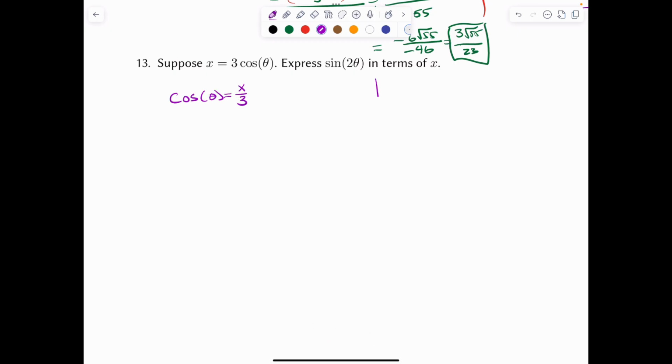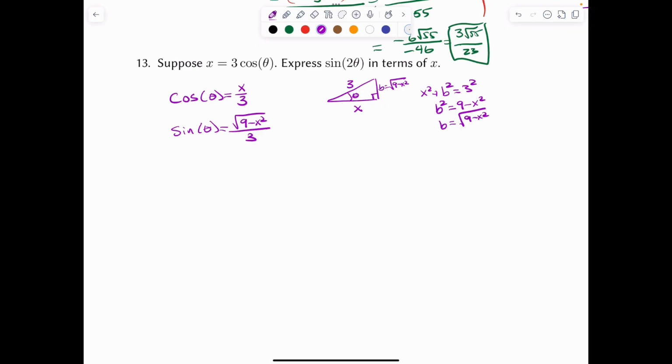And then we'll use our little triangle trick. So x over 3, adjacent over hypotenuse. And from that you can figure out, we'll call this b here for a minute, that b squared is equal to 3 squared minus x squared. That means that b squared is 9 minus x squared, and b is the square root of 9 minus x squared. So with that, we can figure out that the sine of theta is that radical over 3.